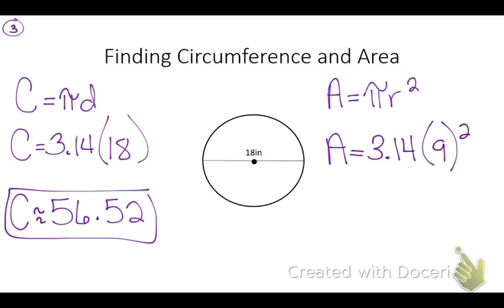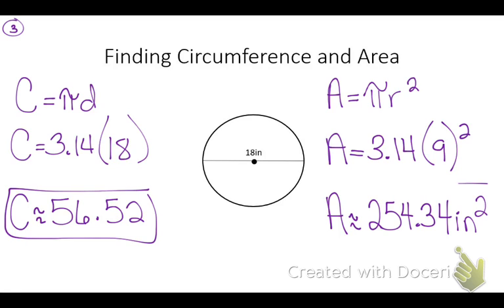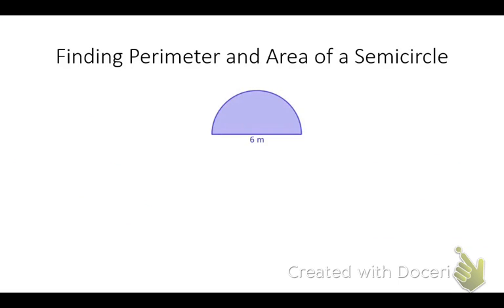So what's 9 squared? 81. What's 3.14 times 81? 254.34. Okay, yeah, very good. Got to get that label. Square inches. All right, let's do the semicircle.